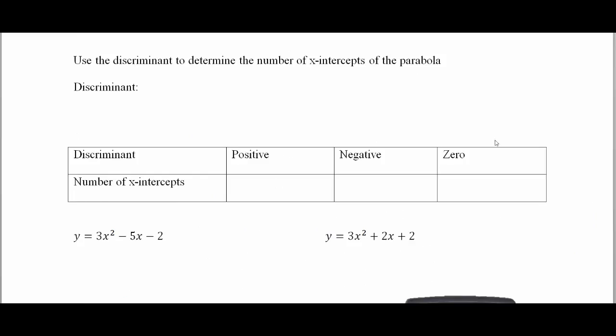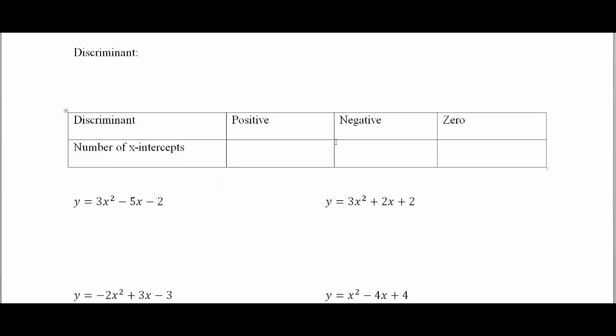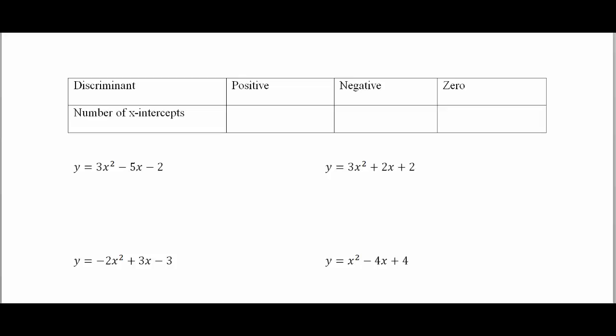It talks about the discriminant. Because it says here, use the discriminant to determine the number of x-intercepts. This isn't going to tell you where the x-intercepts are. It just tells you the quantity of the x-intercepts of the parabola. So I've made a little chart, and the chart is for the discriminant. And to remind ourselves, what is the discriminant?